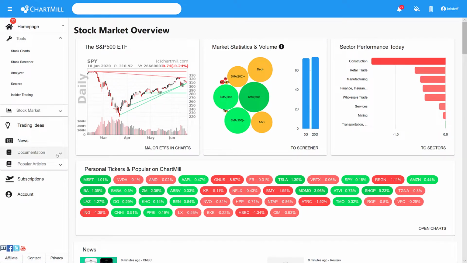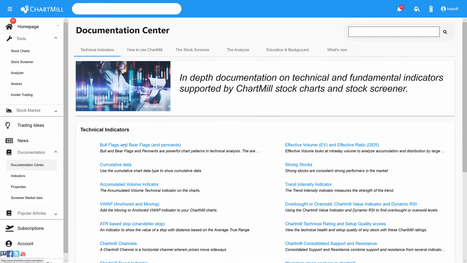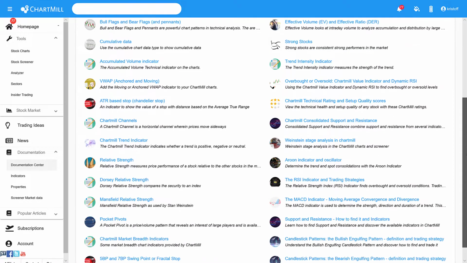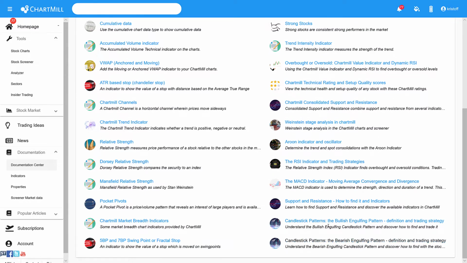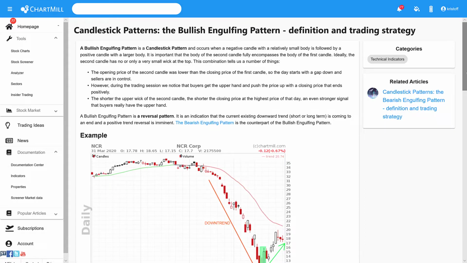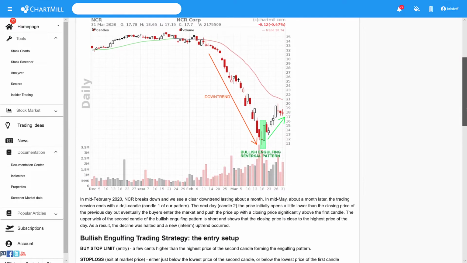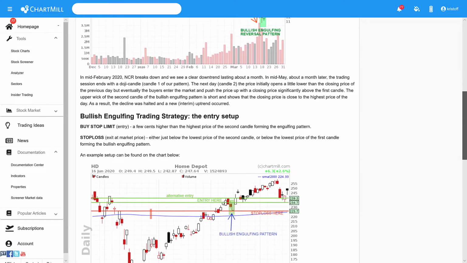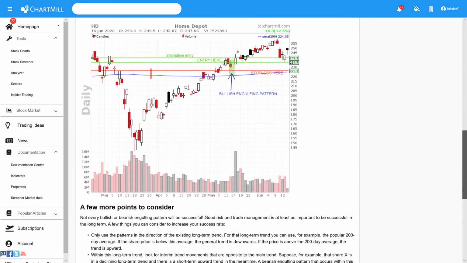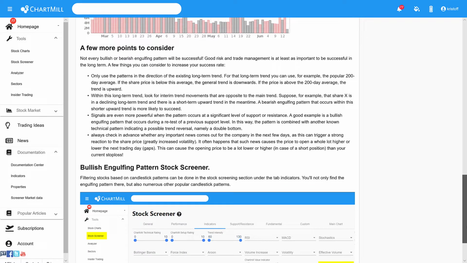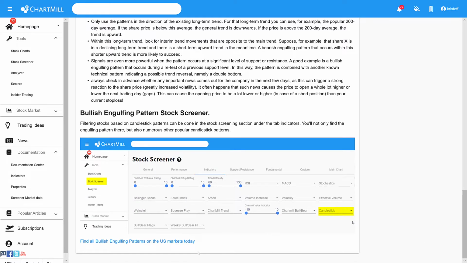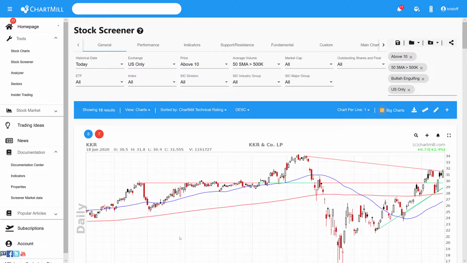Welcome to ChartMill. In the documentation section, we have recently added 2 new articles in ChartMill where we give some information about the specific candlestick pattern, more specifically the bullish and the bearish engulfing pattern. And in this article, we'll explain how the pattern originates and what it exactly contains. At the bottom of the article, you'll find a direct link to the stock screening page.